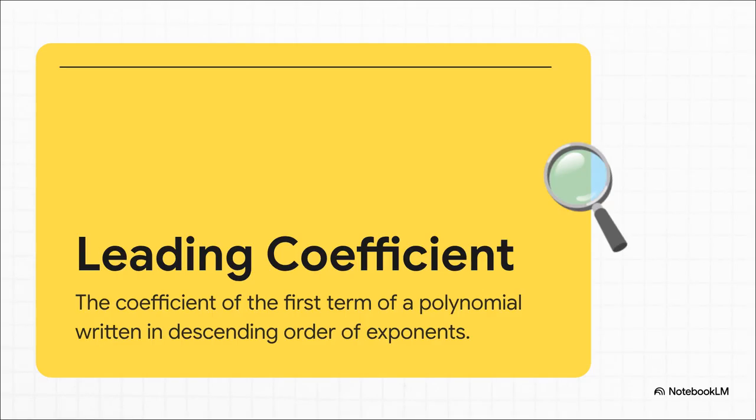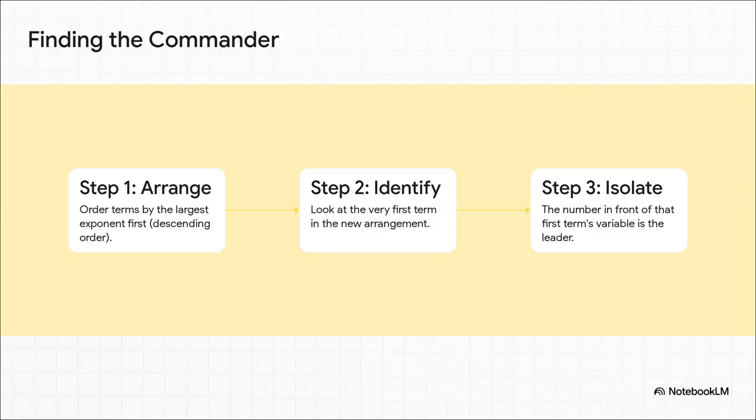Now, the definition here is super precise, and this is really important. The leading coefficient is the number in front of the variable of the first term. But, and this is a big but, only when that polynomial is written in descending order of exponents. You have to line up your musicians from the highest royal rank all the way down to the lowest before you can figure out who the leader is.